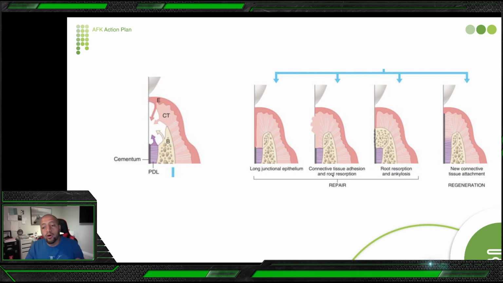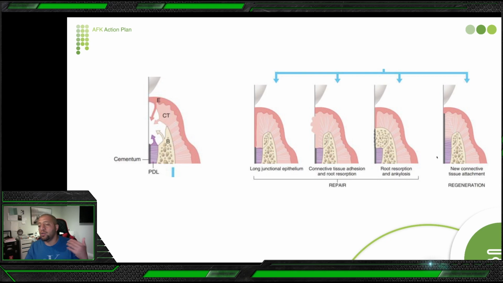Or we may have connective tissue overcome the epithelium and run toward the root, and then there will be some root resorption. Or we might have cementum, and this is very rare, cementum overcoming everything and trying to cover the root itself, so it leads to ankylosis because there is no PDL, so there will be direct contact between the bone and the cementum with no PDL, which is ankylosis.